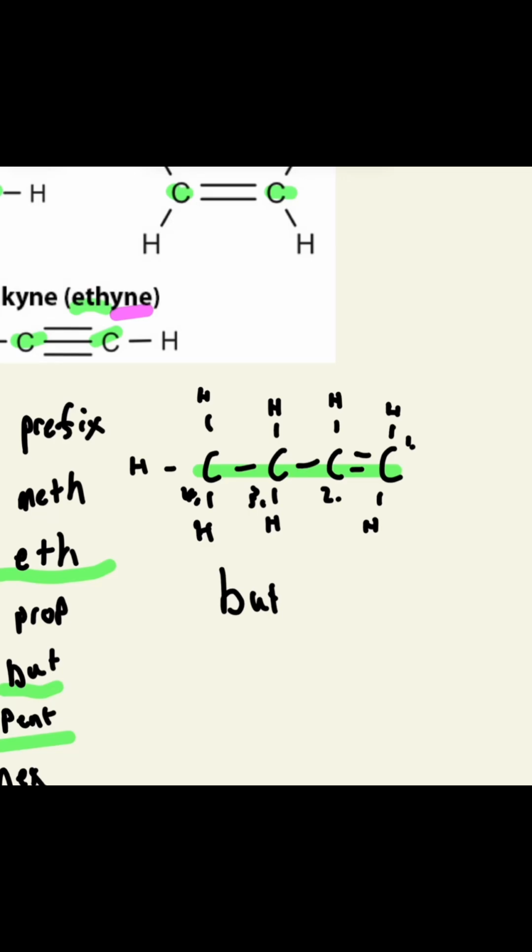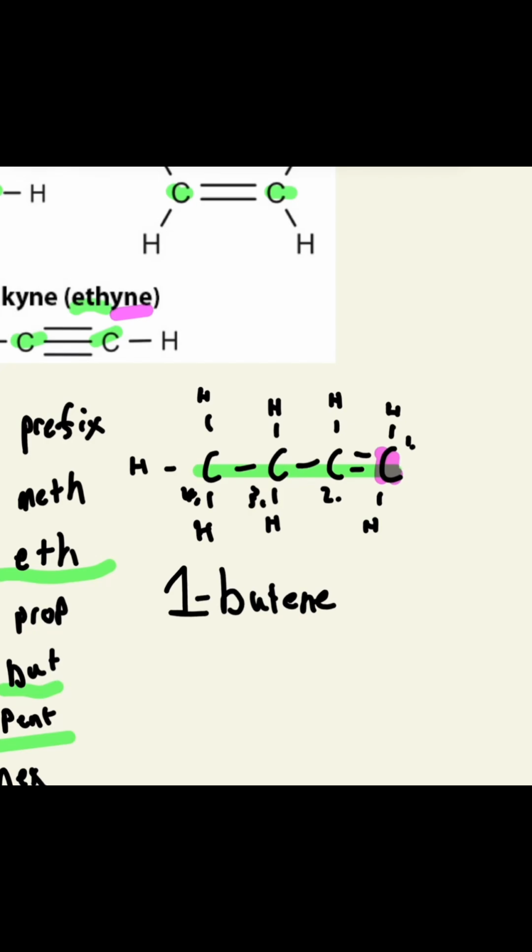So we say that this carbon here has the double bond. Alright, that's carbon 1. So we have to indicate that, we put that 1 out the front. Alright, 1-but, and we said it was an alkene, so 1-butene.